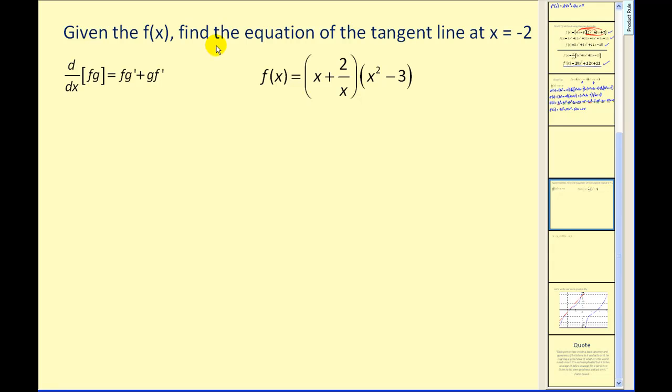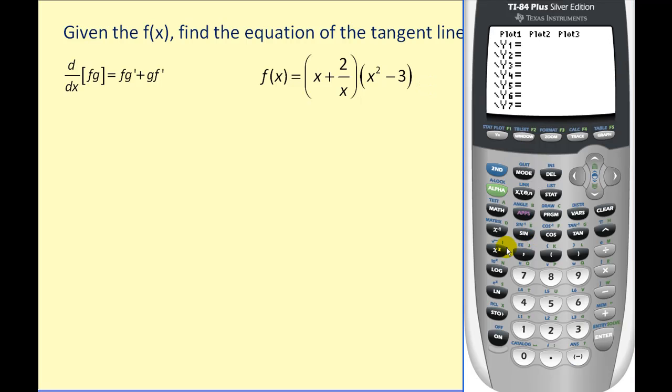Given the function f of x, find the equation of the tangent line at x equals negative 2. Now there's a lot going on in this problem. The first thing I want to do is take a look at the graph of this function. So we're going to type the function into y1. Let's go ahead and adjust the window to the following. Negative 3 to positive 3 on the x-axis, and let's go from negative 100 to 100 on the y-axis. Let's hit graph. Okay, so here's our function.